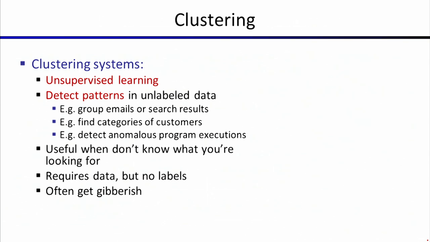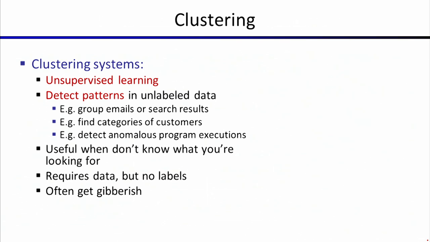Unsupervised learning, clustering systems, do something different. They take unlabeled data. They take your examples. Your examples don't have the right answer stamped on them. And instead, these systems try to detect patterns. They group the documents together and so on. So you might want to group emails. You might want to find categories of customers. You might be looking at program executions and which ones are anomalous or malicious. This is good when you don't know what you're looking for. You're just trying to take all this data and organize it.